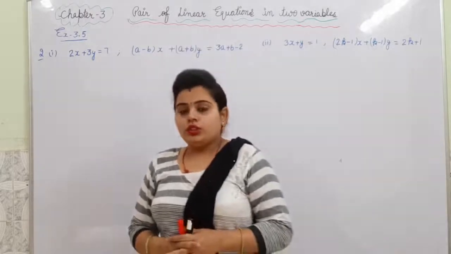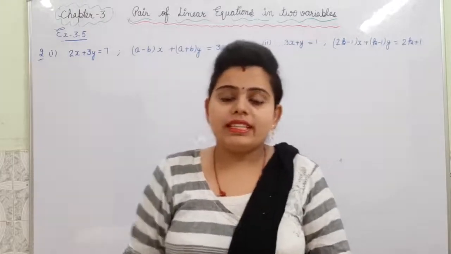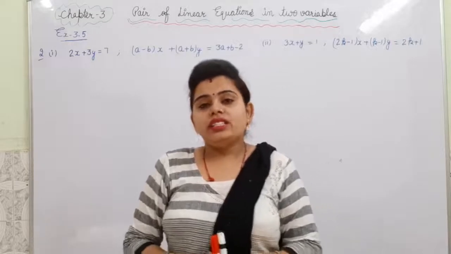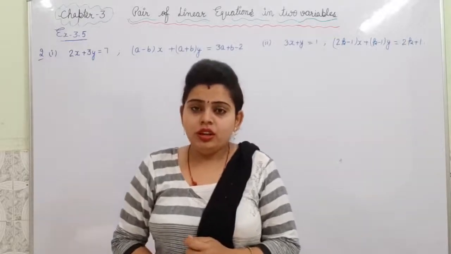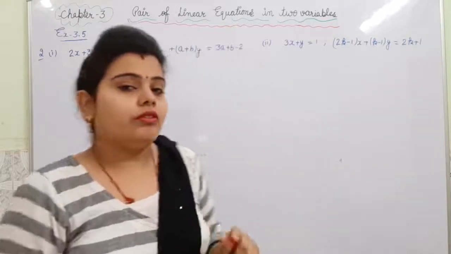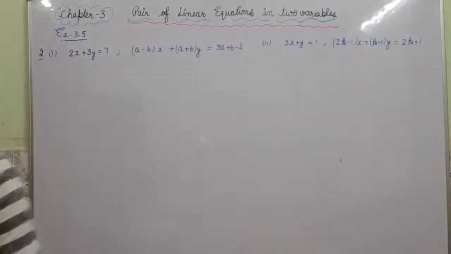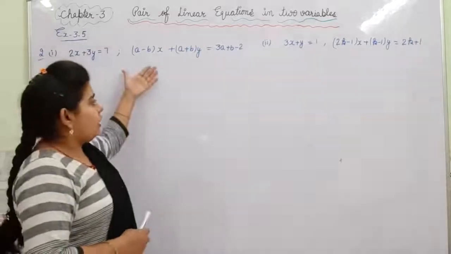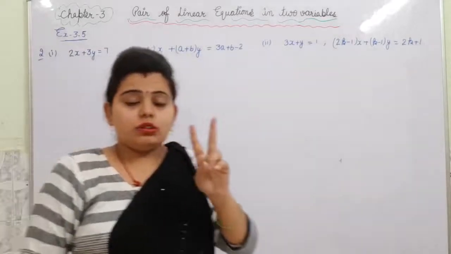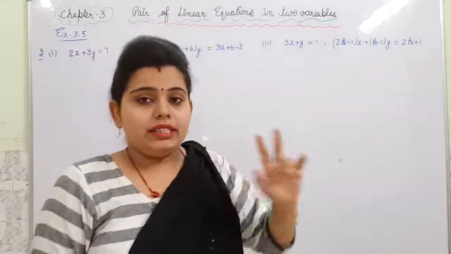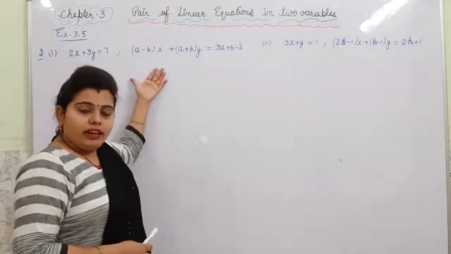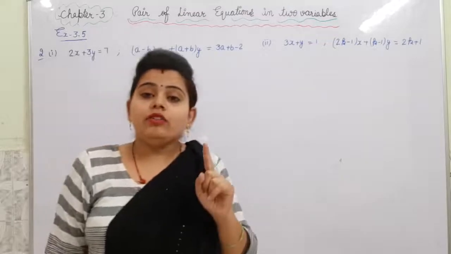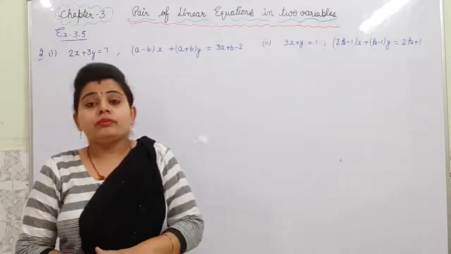In this video, we will do our exercise 3.5 question number 2. Dear students, it is a very important question. So, see this question very carefully. What is given? Find the value of A and B. There are two parts in this question and different statements. Find the value of A and B for which the pair of linear equations will have infinite number of solutions.